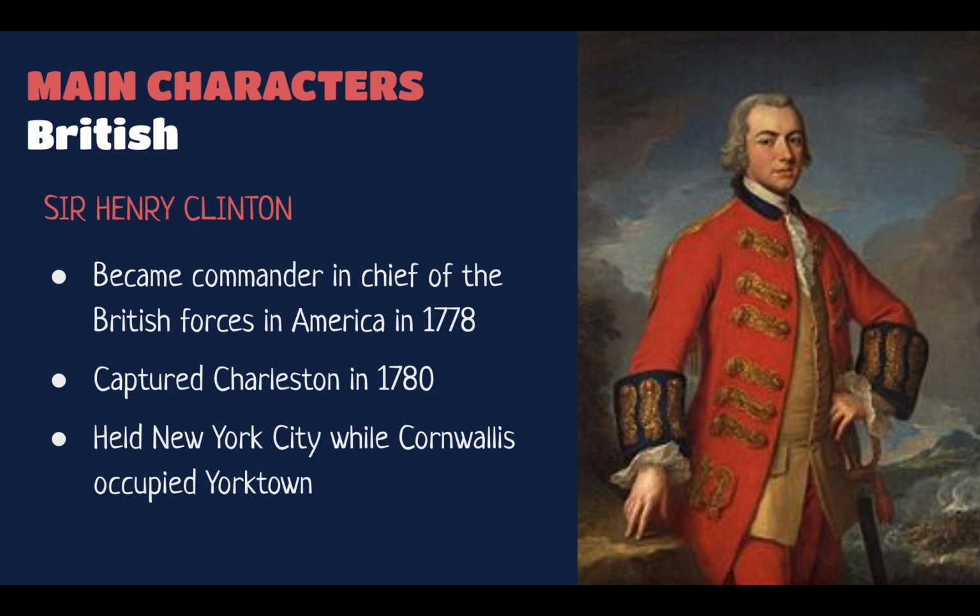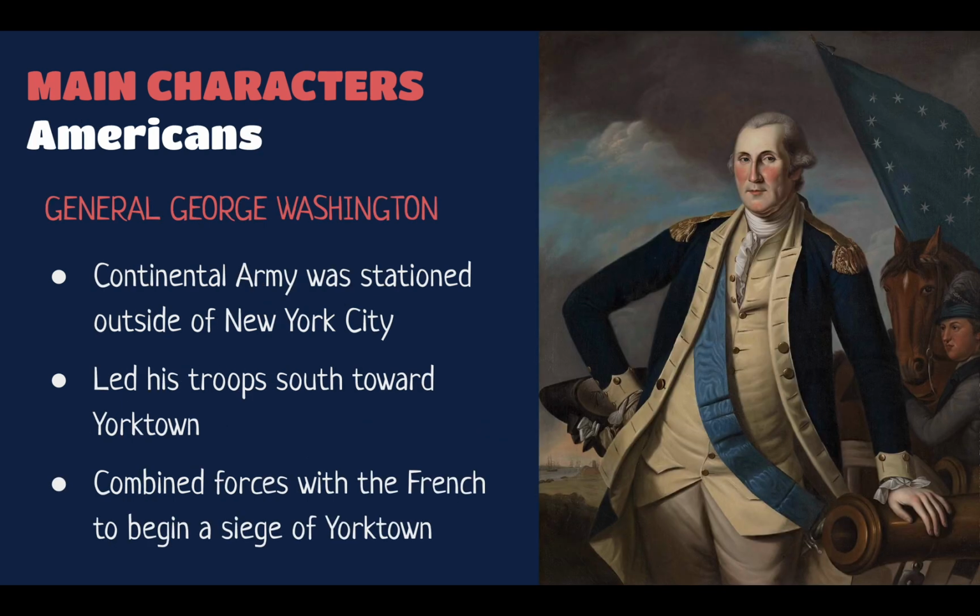And the other British commander, Sir Henry Clinton, he's the one who's in charge of the entire British military in the colonies. He is famous for capturing Charleston the previous year in 1780, and he's going to be the one that's stationed in New York City, giving the orders for Cornwallis not to move to Virginia, but ultimately his orders won't be heard.